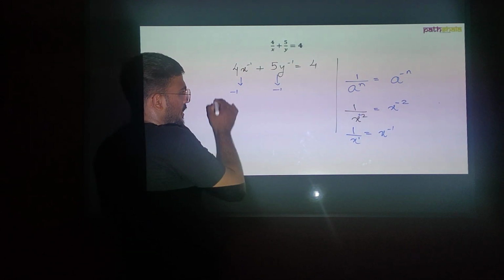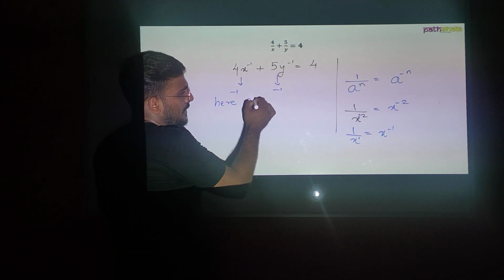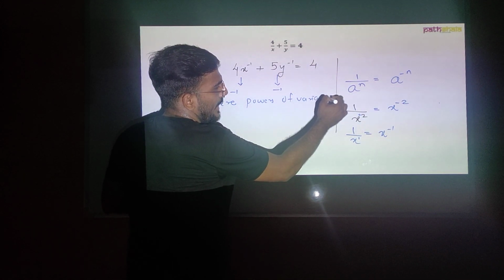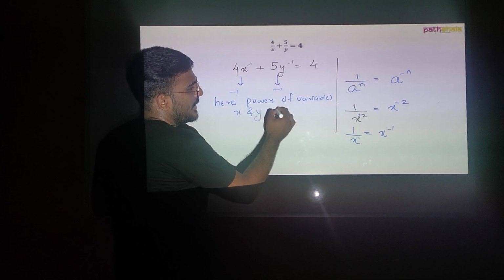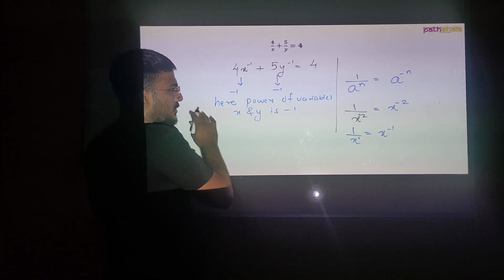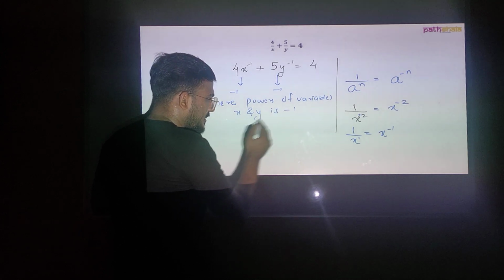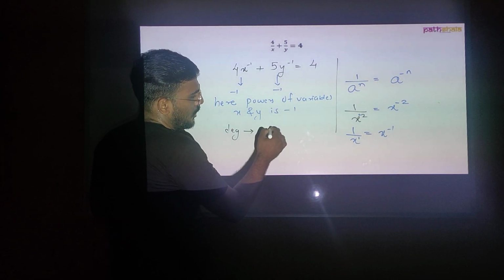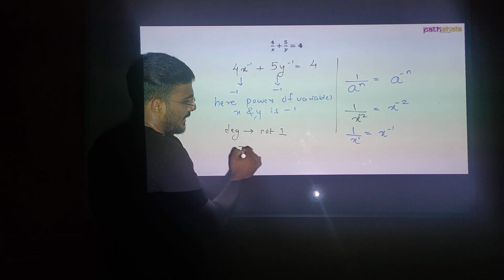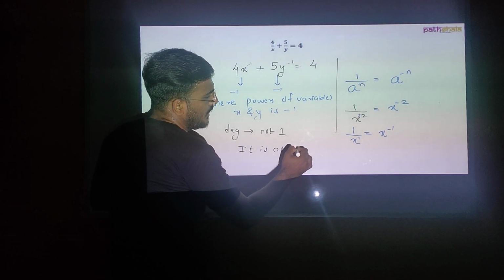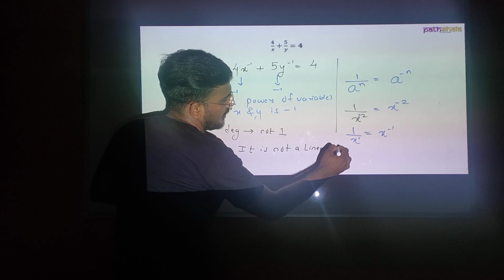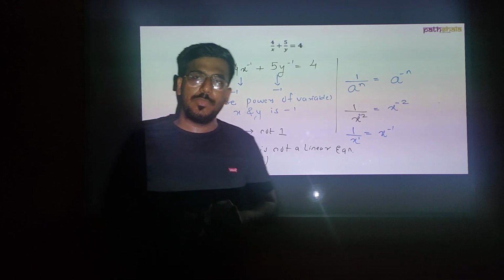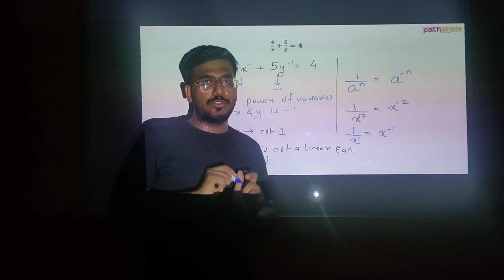So how do we write the answer? Here the powers of variables x and y are -1. So since the power is -1, the degree is not 1, and since the degree is not 1, it is not a linear equation. This is not a linear equation. So this was the problem of this sum. Since the power was not 1, it is not a linear equation.